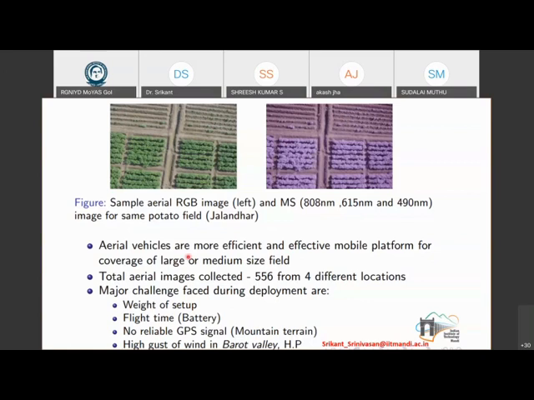So UAVs are a very efficient and mobile platform for coverage of large or medium-sized fields, not for precision agriculture, but for large areas. And we've collected images from multiple locations. Of course, the challenges are the weight of the UAV and the flight time, because it's powered by a battery, it can run for, say, 25 minutes. And in the mountainous terrain in Himachal, we face the problem of GPS signals, and lots of wind again. It's very useful for the plains, a very good option, but in the mountains, it can get a little challenging.